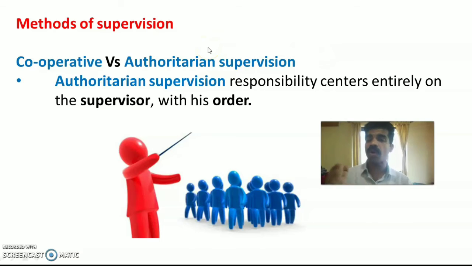The authoritarian supervision method is just the opposite of the cooperative supervision method. Here the supervisor will be authoritarian. Thus in authoritarian supervision, the responsibility is centered or entirely vested in the supervisor, and the subordinates have to follow his order or his words. In authoritarian supervision, the center of supervision is the supervisor only. Here there is no complete participation from the employees in planning, implementing, and decision making. They have to follow the order and command of the supervisor. This is about the authoritarian supervision.